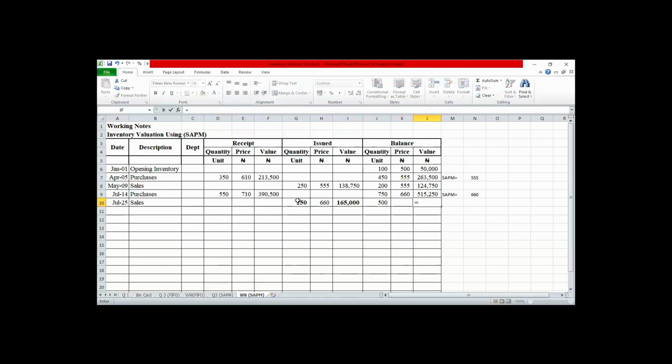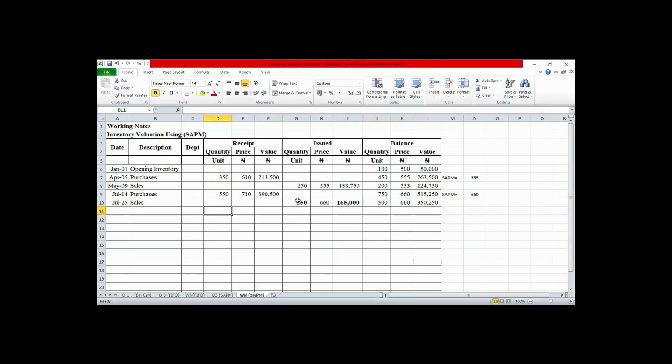Then what will be the value? 515,250 minus 165,000, we have 350,250. Is it clear? Yes, sir. We still maintain the old price, 660, until we have another new stock. Any question?